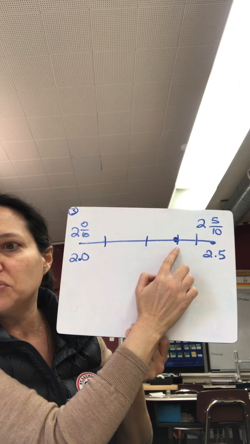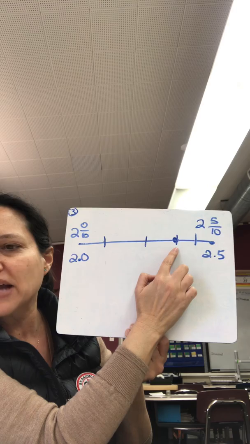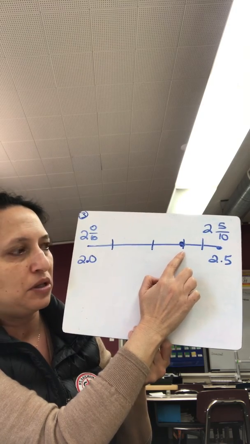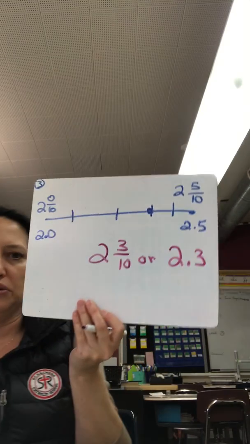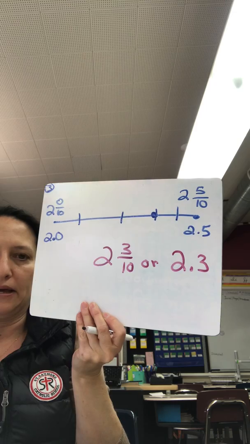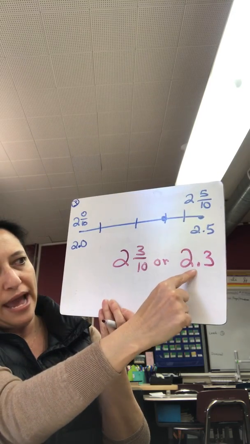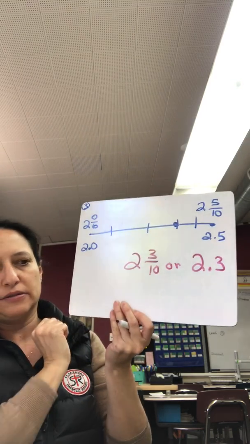So how would you write it? They say write the fraction or mixed number and a decimal. So you would write it like this. 2 and 3 tenths, like that. Okay, 2 and 3 tenths.